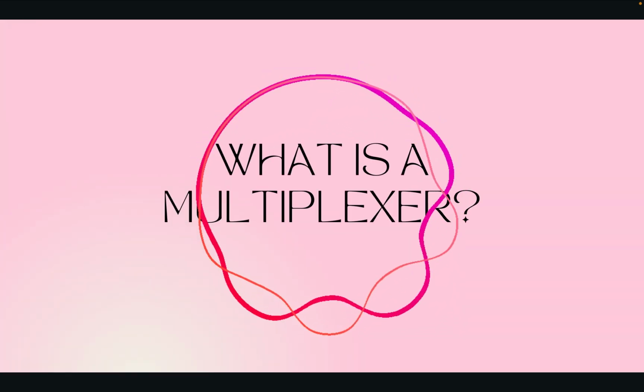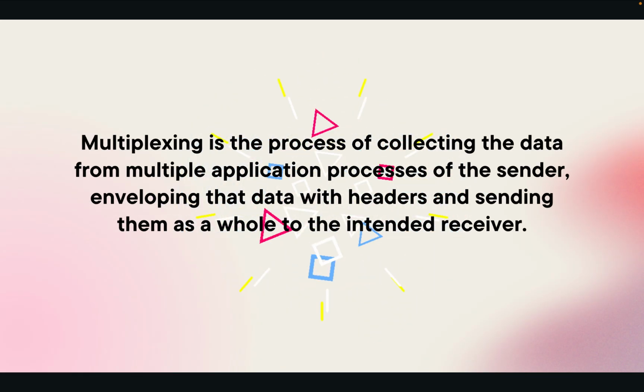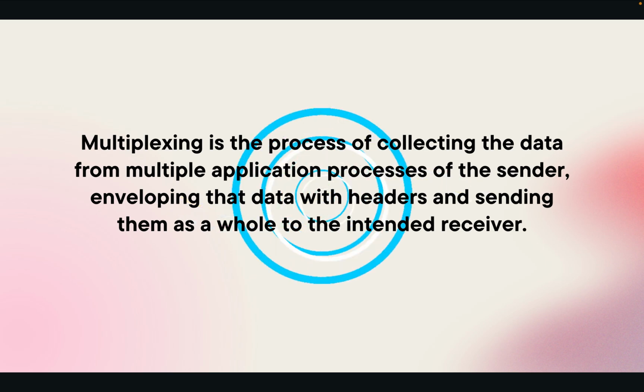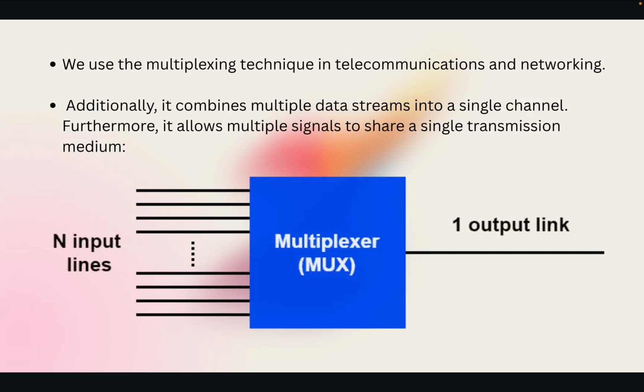Now, what exactly is a multiplexer? Multiplexing is the process of collecting data from multiple applications or multiple sources and then enveloping it with data and headers and sending it as a whole to the intended receiver, and then at the intended receiver they can just demultiplex it.